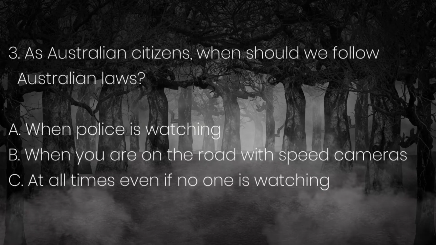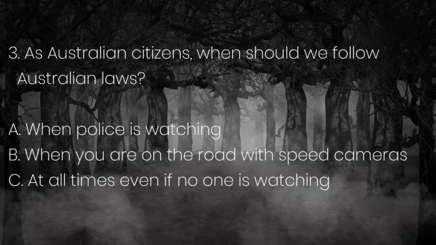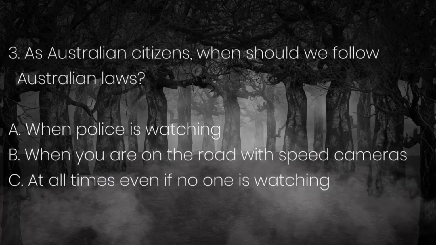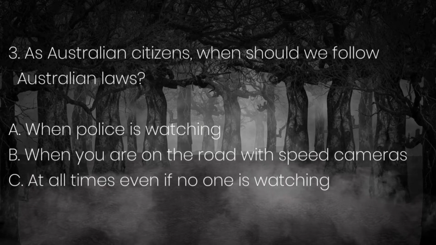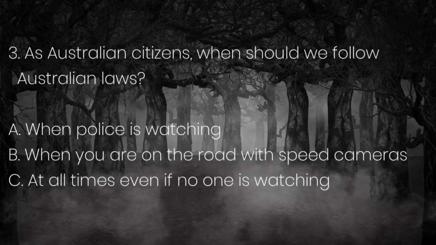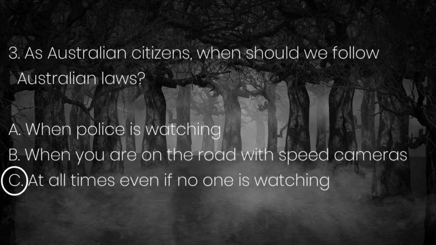Number 3. As Australian citizens, when should we follow Australian laws? Letter A, when police is watching. Letter B, when you are on the road with speed cameras. Letter C, at all times, even if no one is watching. The answer is letter C. At all times, even if no one is watching.